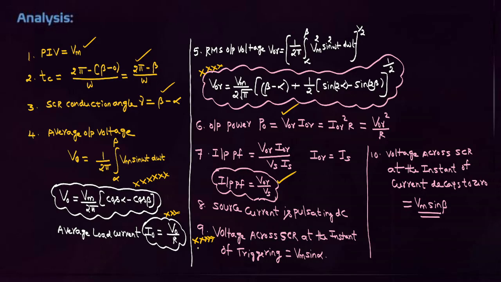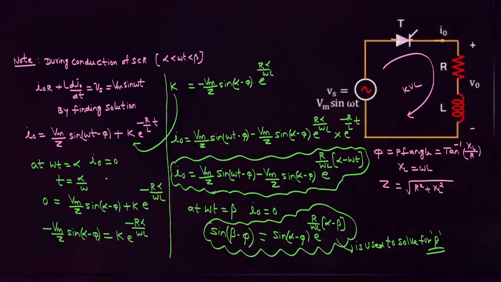What is the voltage across the SCR at the instant of triggering? That is Vm sin alpha. But the voltage across the SCR at the instant the current decays to 0, where the current falls to 0 at the extinction angle, is Vm sin beta. These two formulas are also important. Even the circuit turn off time is very important in this case, so you have to concentrate on it.